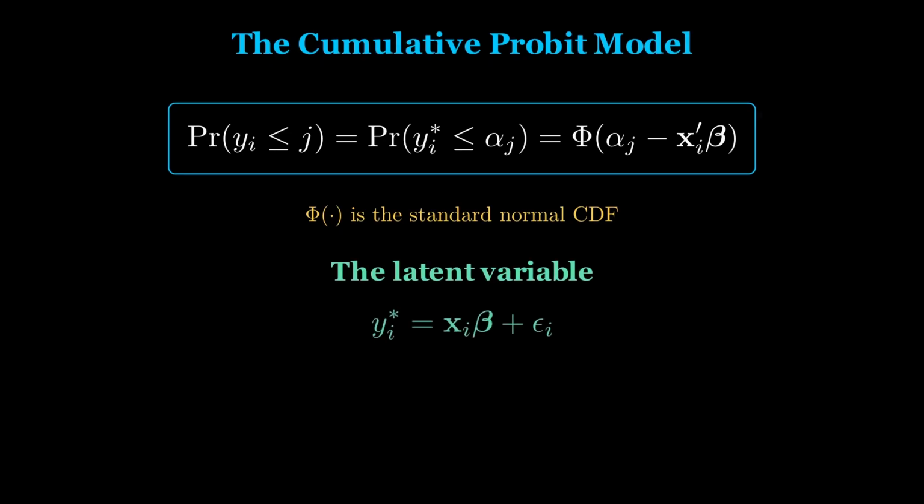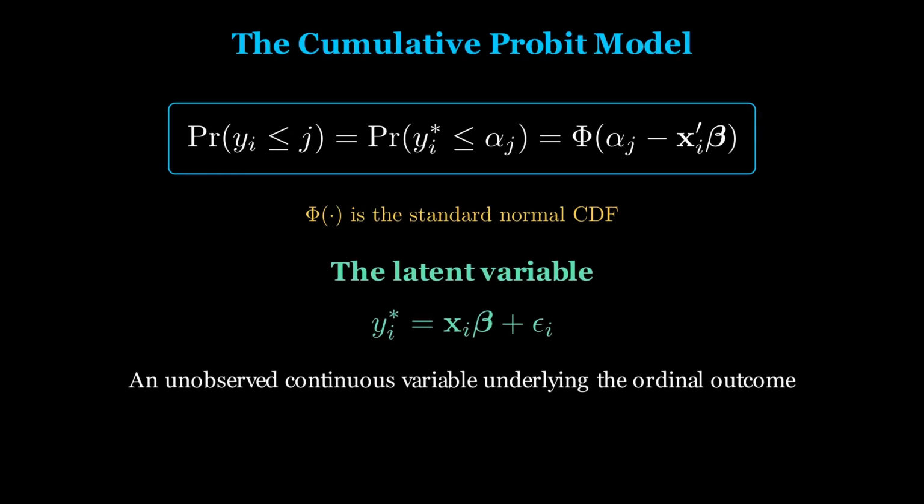The star variable, yi star, is a latent variable. It's an unobserved, continuous variable that underlies the observed ordinal outcome. The same idea as the threshold model we saw with the binary probit. It's modeled as a linear function of the explanatory variables plus a normally distributed error term. We never observe it directly. What we observe is which interval it lands in.